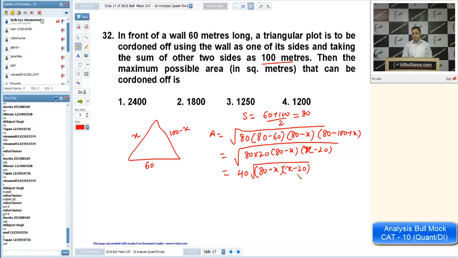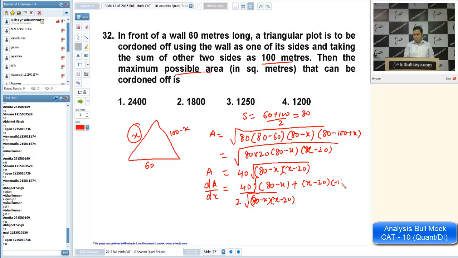Now the question is asking about the maximum possible area. So for maximum possible area I have to find the length x. For that I should differentiate area with respect to x, and after differentiation it will become, I will use the product rule here. So (80 minus x) into 1 plus (x minus 20) into minus 1.